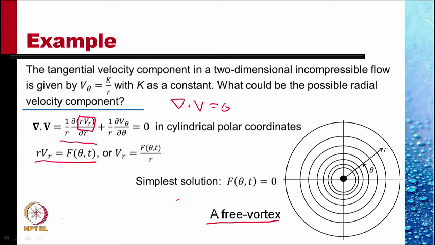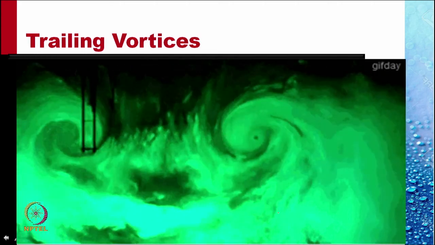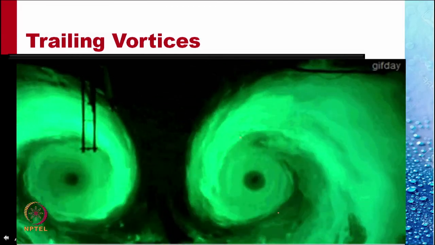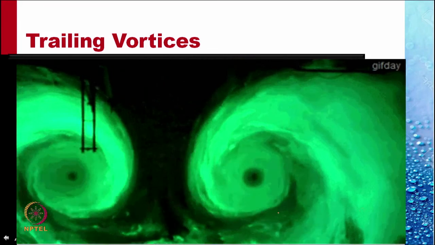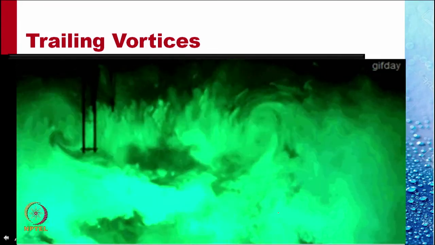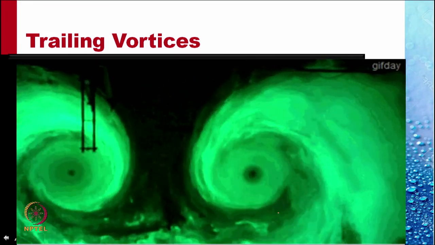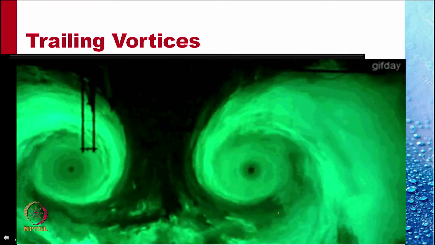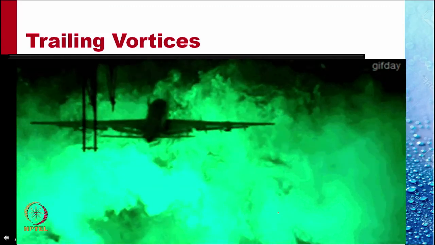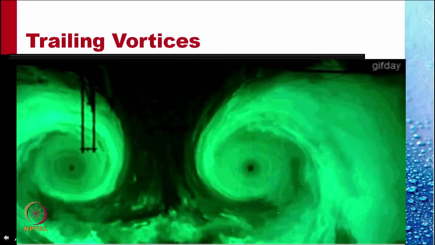This is known as a free vortex in fluid mechanics. We will have occasion to use this free vortex extensively in later calculations. The flow behind an aircraft consists of two trailing free vortices. You can see in this picture the vortex is rotating, the flow is rotating, the velocity is very large at the center, and is dying out as r increases.